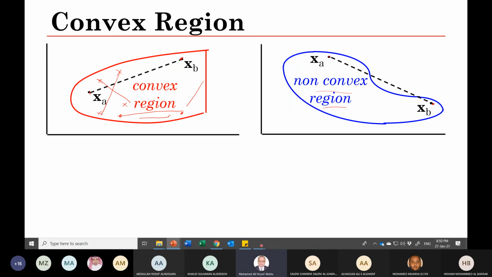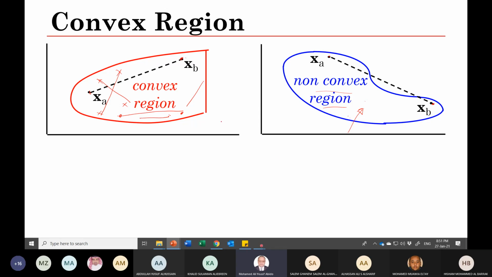So this is the convex region. Any interpolation between any two arbitrary points, the line is completely inside the region. And for this one, the line is not completely inside the region. So this is non-convex. This type of problem, if you have the search space as such, is non-convex. Such a search space creates a problem for classical techniques of optimization.